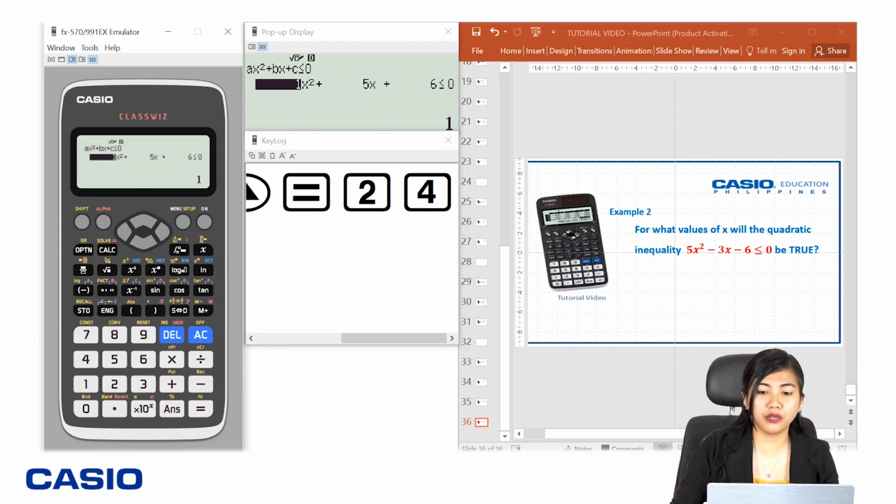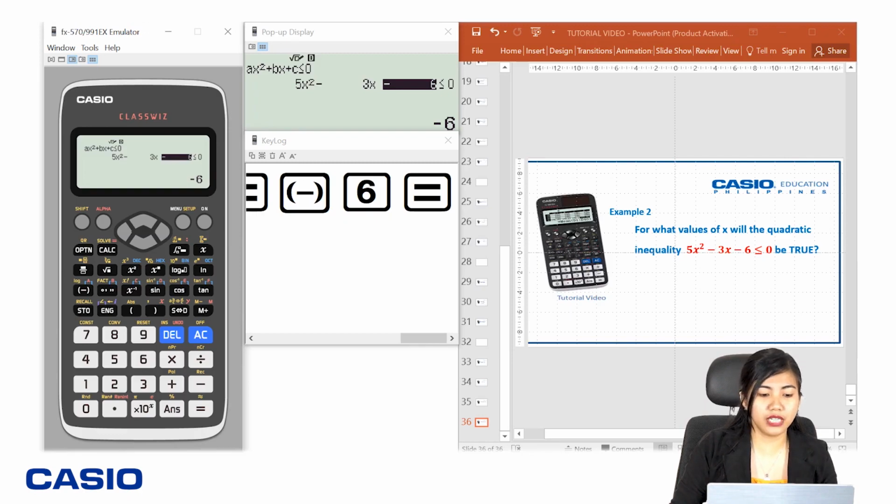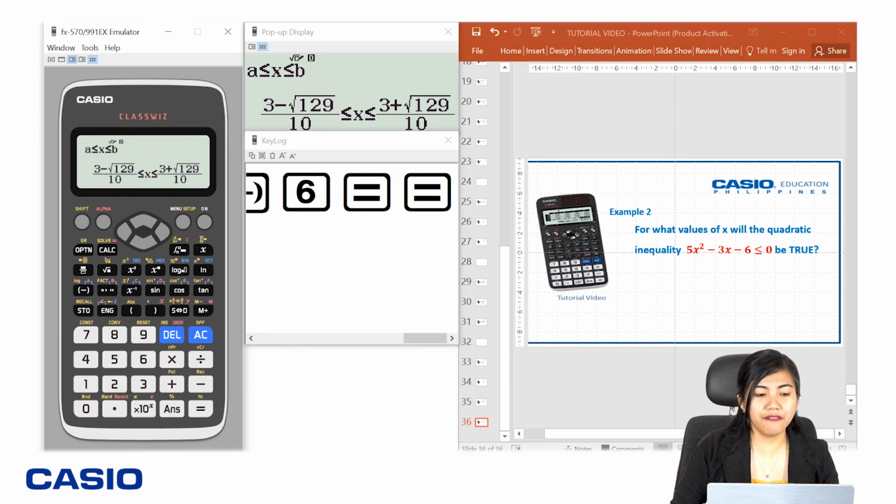Then again, we're going to encode all the coefficients of the given inequality. The value of a is 5, press equal. The value of b is negative 3, and the value of c is negative 6. Then to show the values for our variable x, we press the equal sign. So we have here the result. This means that in order for this quadratic inequality to become true, the values of x that you need to assign must be greater than or equal to 3 minus the square root of 129 over 10, and less than or equal to 3 plus the square root of 129 over 10.